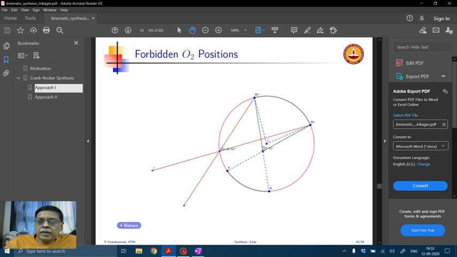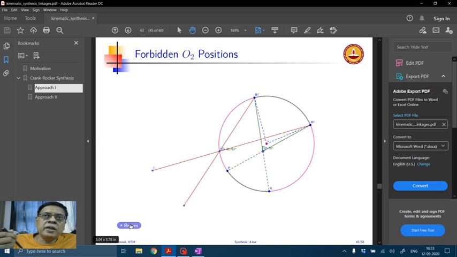Now, why can O2 not lie there? Remember, this is a Grashof mechanism, and if O2 were to be chosen in one of these gray points, then B1 and B1 prime are on opposite sides of the line joining the fixed pivots. Now, for a Grashof mechanism, the rocker cannot cross the line of fixed pivots. You could start with a design where it stays below the fixed pivot line or it stays above the fixed pivot line, but you cannot have one position of the rocker which is below the fixed pivot line and one extreme position which is above the fixed line.